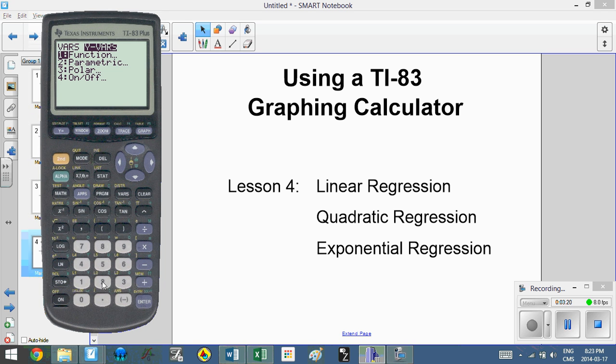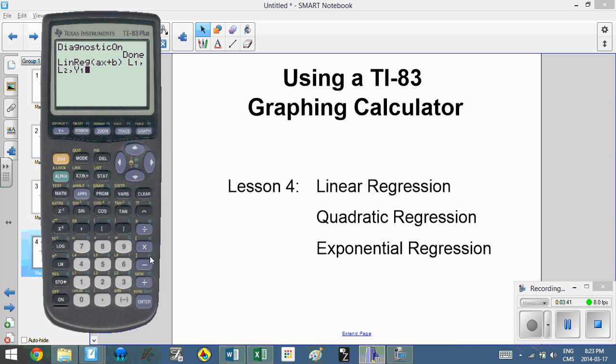So we want to pick number 1, hit enter or hit 1. And we don't have any functions yet, so we can go ahead and call this y1. What this is going to do is a regression on our data, and it's going to try to fit it to a linear model. So it's going to take our data and draw a straight line that fits it the best. Imagine drawing a line of best fit through the graph.